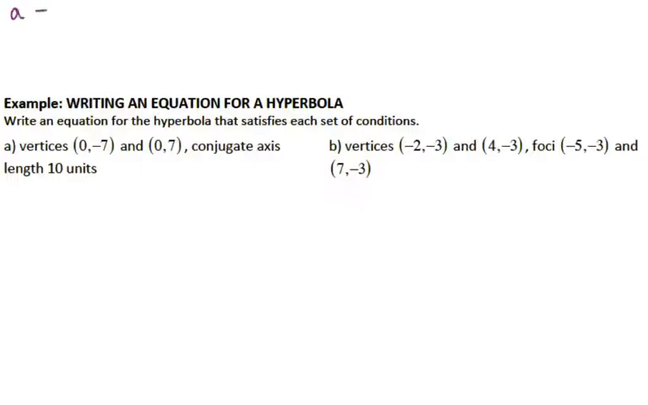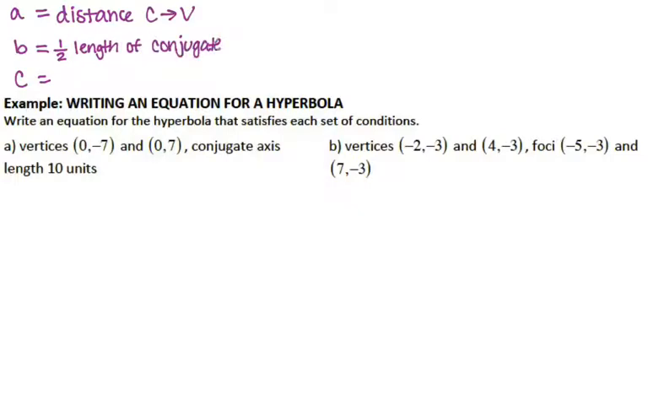I'm going to start by listing out what a, b, and c represent in the context of hyperbolas. A is the distance from your center to one of your vertices for the hyperbola. B is half the length of the conjugate axis. And C is the distance from your center to a focus, or your two foci when we're talking about hyperbolas.